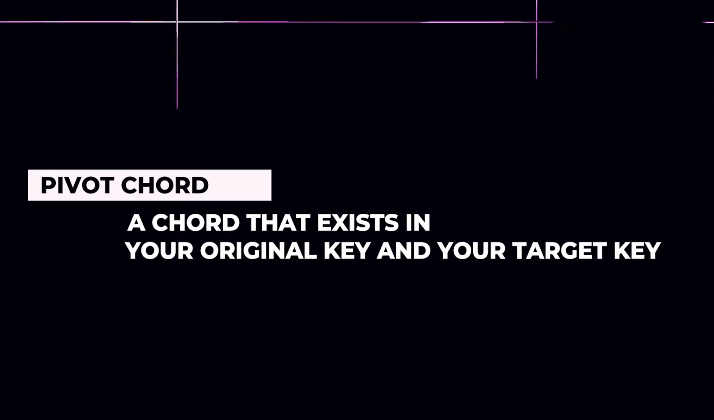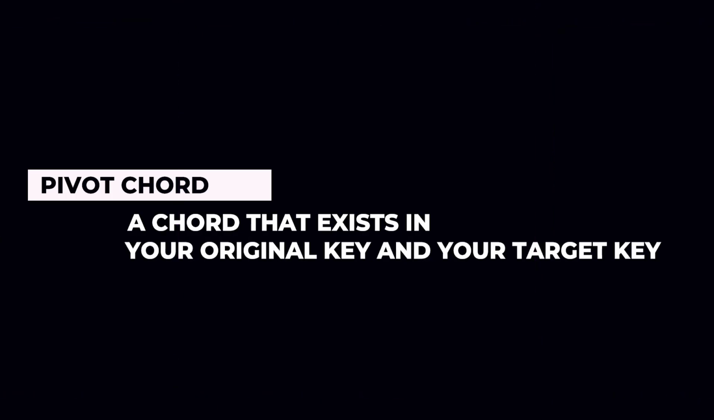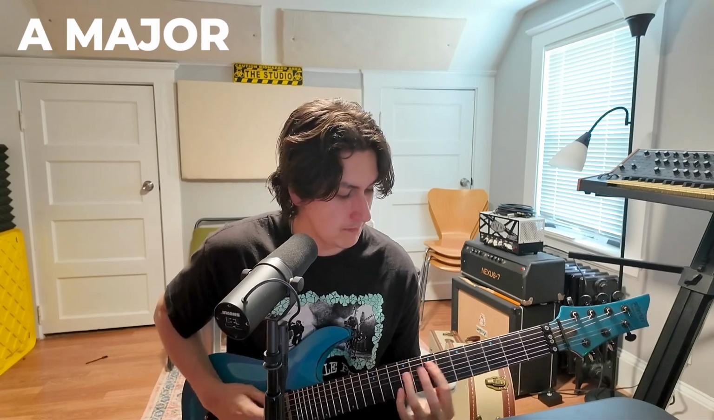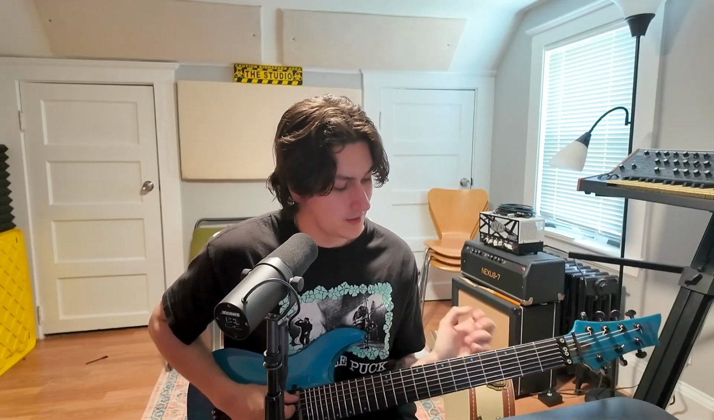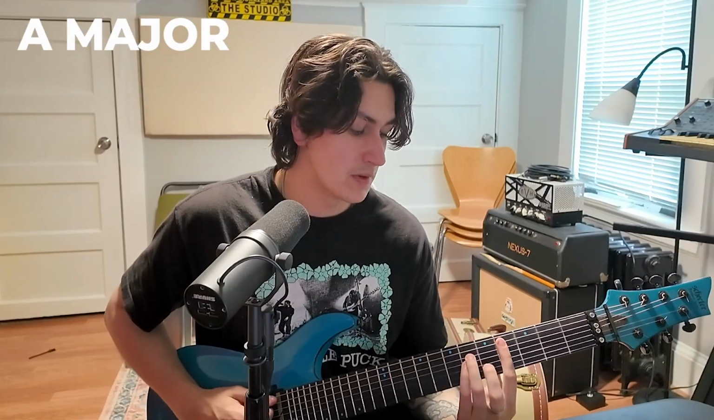One of the simplest ways to modulate between two keys is using something called a pivot chord. A pivot chord is essentially just a chord that exists in your original key and your target key. So if I were in a key like A major, lovely, we're right at home here, but I want to move to G major. G major does not exist in A major. We would have A, we would have G sharp diminished, and we would have F sharp minor.